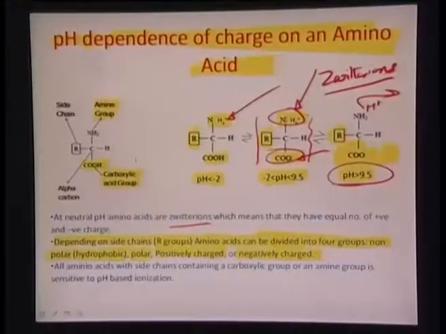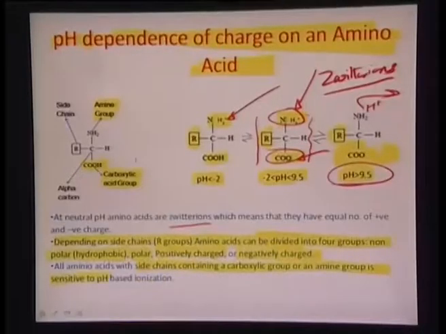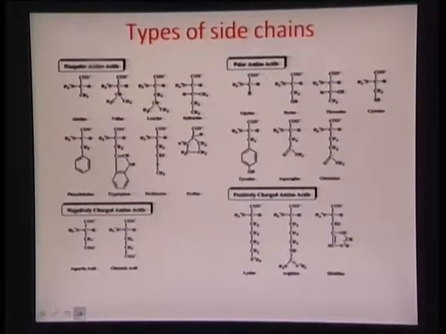So there are essentially, based on the R groups, we can divide all the amino acids into 4 different groups. As we already learned, these side chains containing carboxylic groups and amino groups are really sensitive to pH-based ionization. That is one aspect. Let us look at what the R groups really are, and if you categorize all the different amino acids, they can essentially be drawn out as about 20 different amino acids.